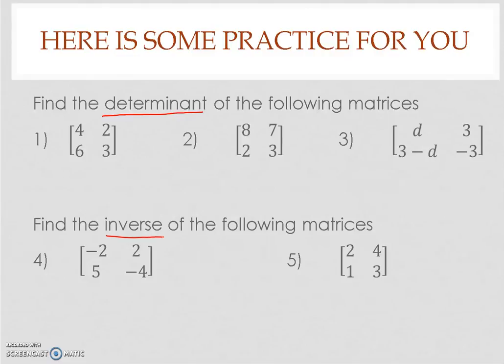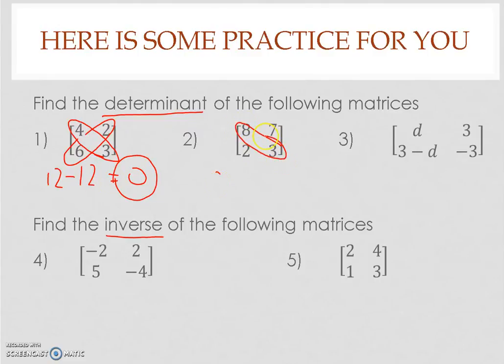So what I want you to do is pause the video and see if you can figure out what the determinant of 1 through 3 is, and then start the video and see if you are correct. So here's what you should have had. Here, when we take 4 times 3, we get 12. Minus 6 times 2 is 12. 12 minus 12 is 0. So the determinant here would be 0.